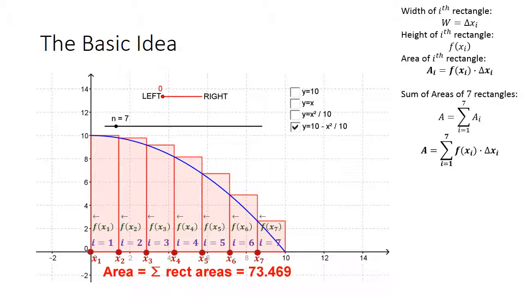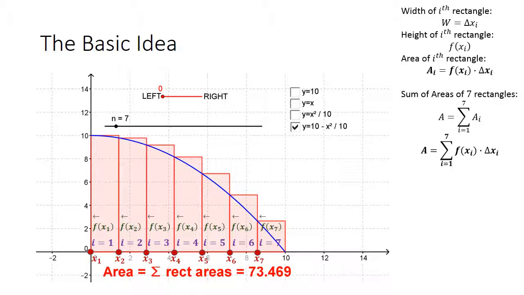Now the formula we're going to use, of course, is that the area for each rectangle is going to be the height of the rectangle, f of x sub i, times its width. And we'll do this 7 times, from i equals 1 to i equals 7.